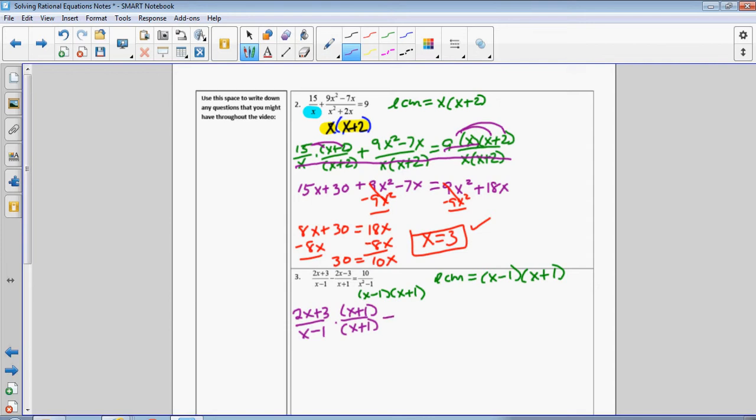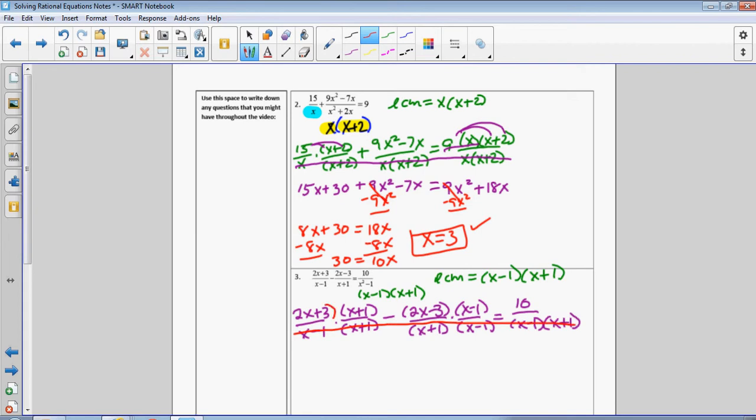Alright, then minus, and I have 2x minus 3 over x plus 1, and this fraction is missing the x minus 1. So I'm going to multiply by x minus 1 over x minus 1, and this is equal to 10 over x minus 1 times x plus 1. So now all my denominators are the same, and I can cancel those out.